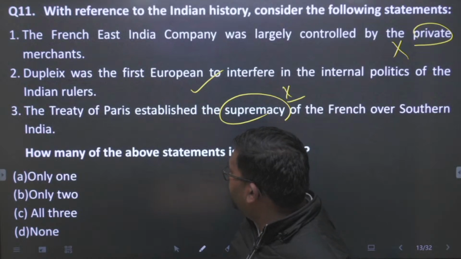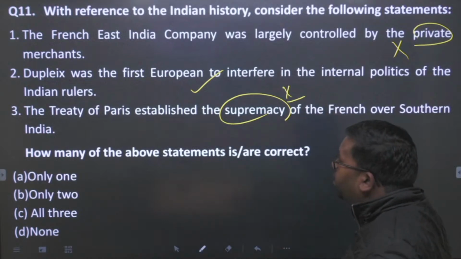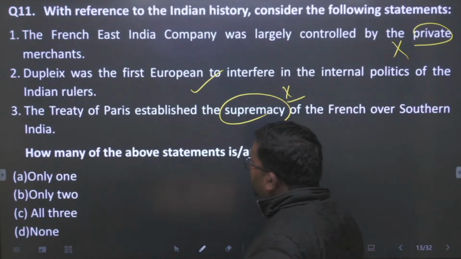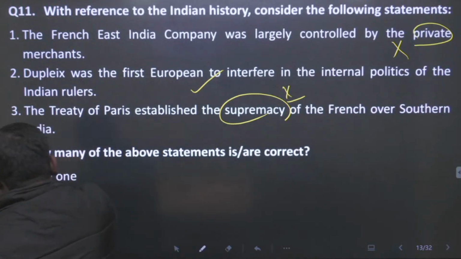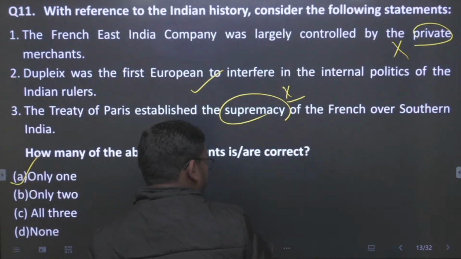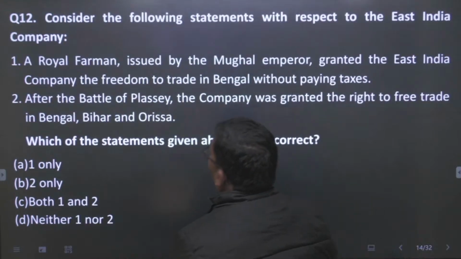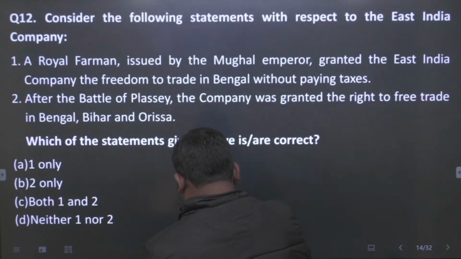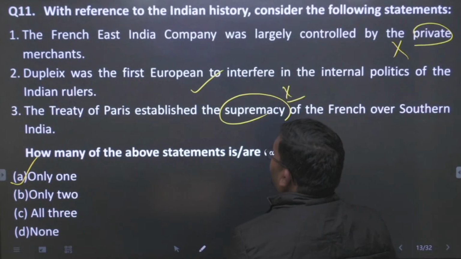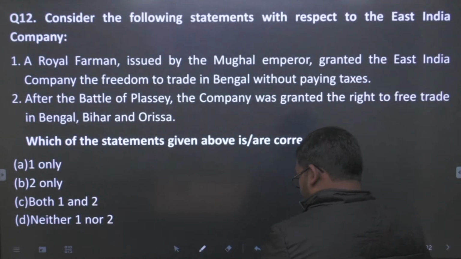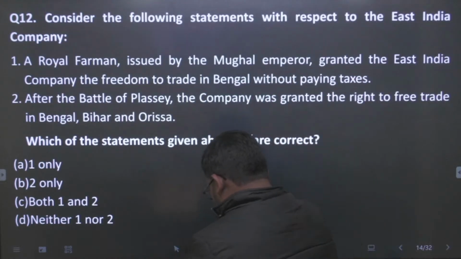So the answer of this question depends on how many statements are correct. So only one will be the answer of this question. Okay, let us see question number 11. Okay, let us see question number 12. So what is the answer of question number 12?